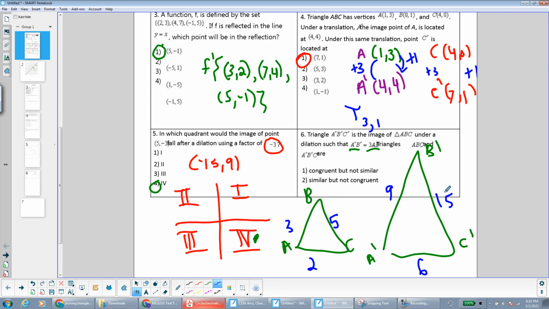So obviously these are not congruent. They're not exactly the same. We're taking one and we're making it 3 times bigger to get the other, so they're not the same size, but they are similar because they are proportional by the same scale factor of 3. So the answer here would be similar, but not congruent.